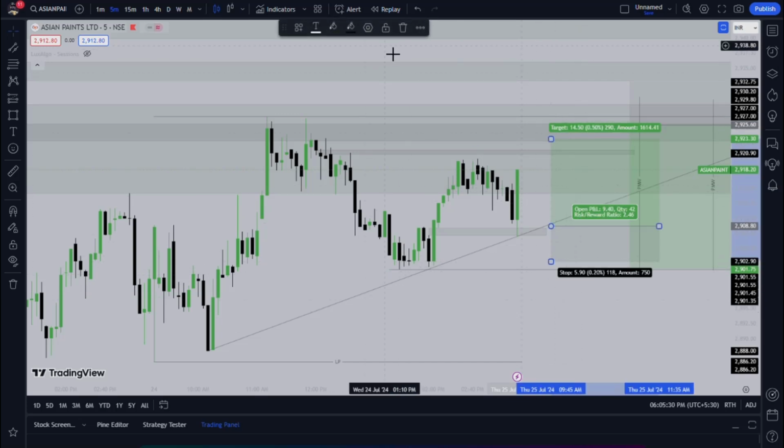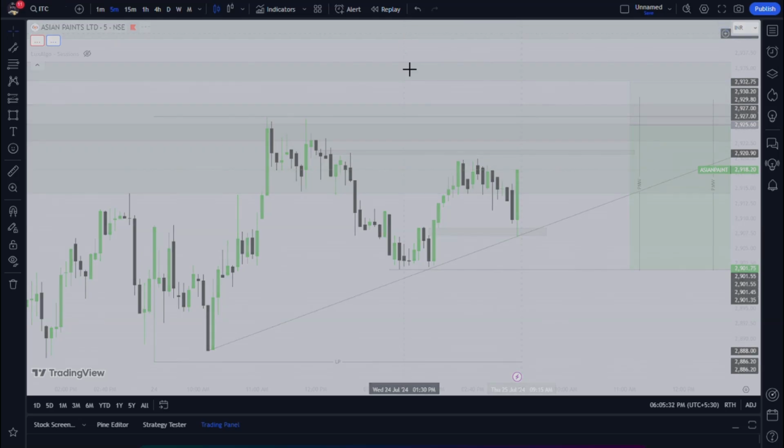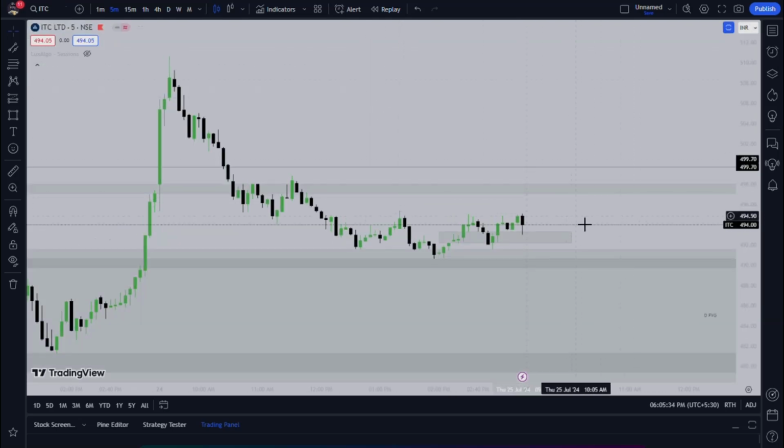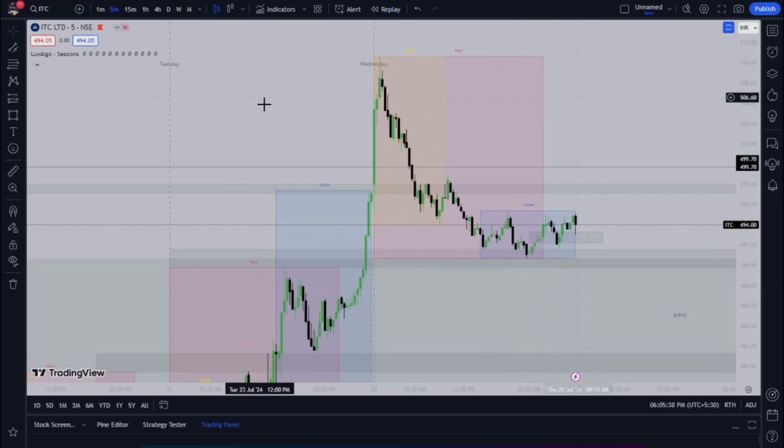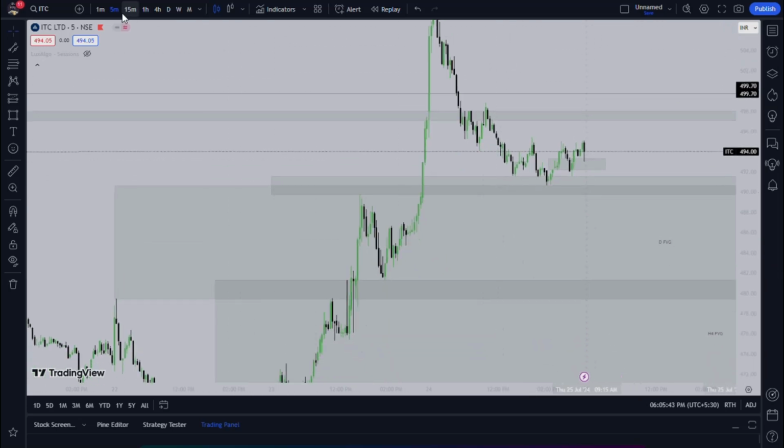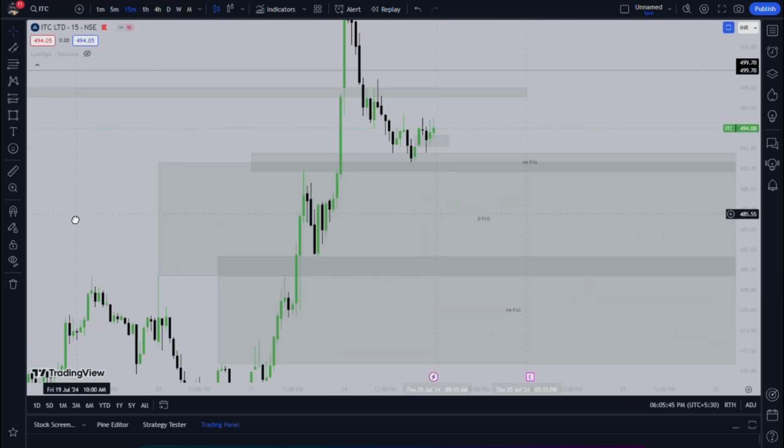Now the next stock we have in our watch list is ITC Limited. Now you guys can clearly notice what happened in the price. Alright, so I'll just hop onto the 15-minute time frame now.